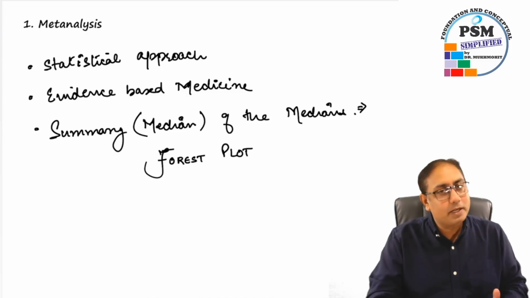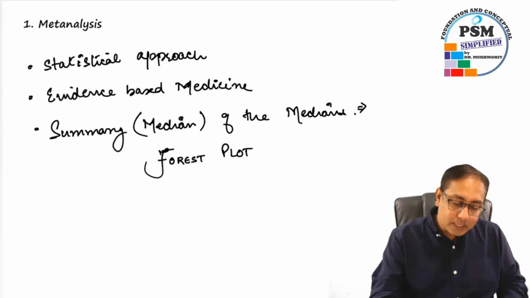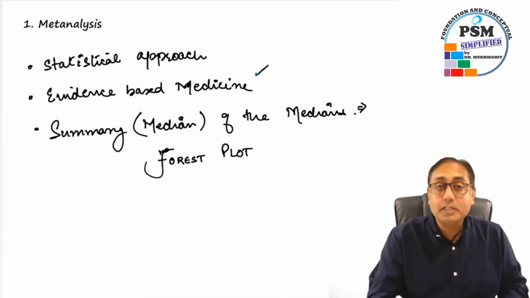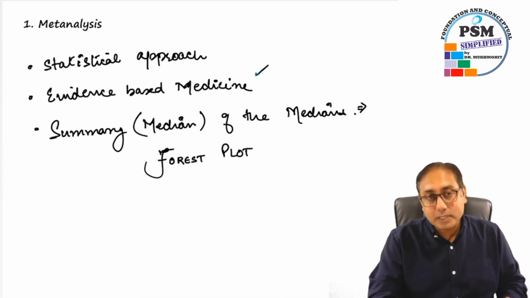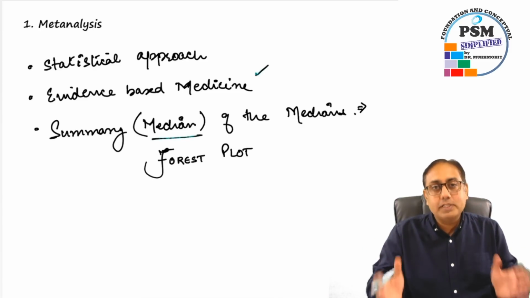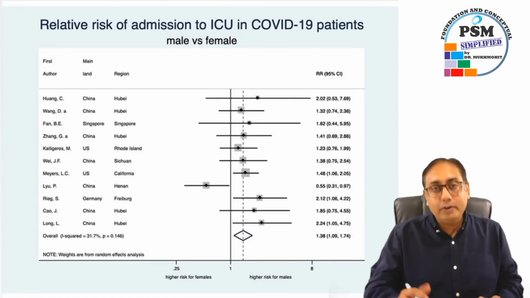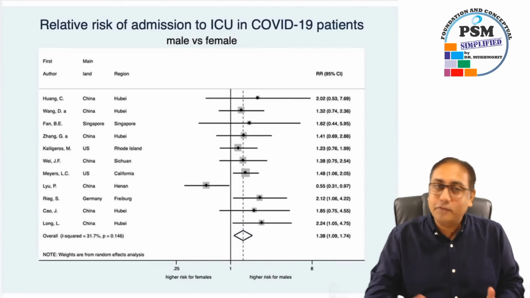One is meta-analysis. Meta-analysis is a favorite question of the examiners. Beta, it is a statistical approach. It is a type of evidence-based medicine, and it involves a statistical approach. There is a median of the medians. So you take different studies and you study the median of the median, and you make something called a forest plot. In your exam, they may ask you how to interpret a forest plot.